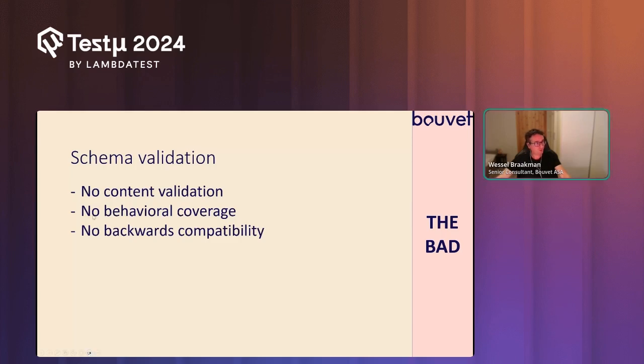wildcards. There's no behavioral coverage. We just check the response and then we get the right things back. We don't check anything about, for example, sorting of books based on an ID. And there's no assurance of backwards compatibility. So if a breaking change is introduced or some updates are introduced, it doesn't inherently check backward compatibility across different versions of the same API.